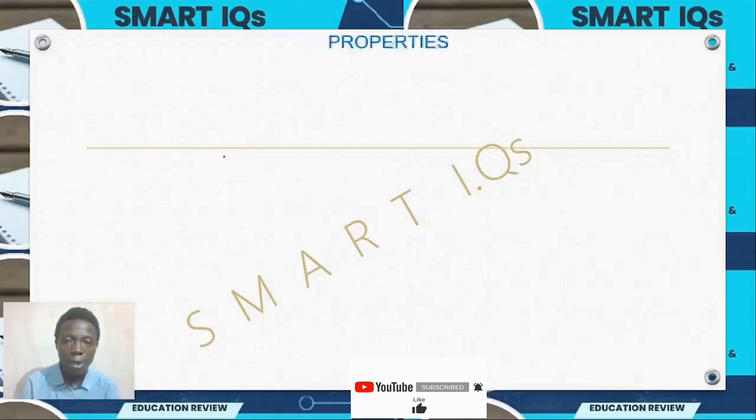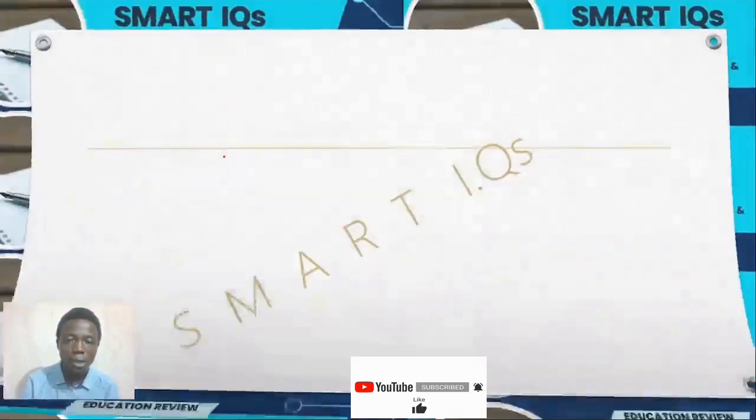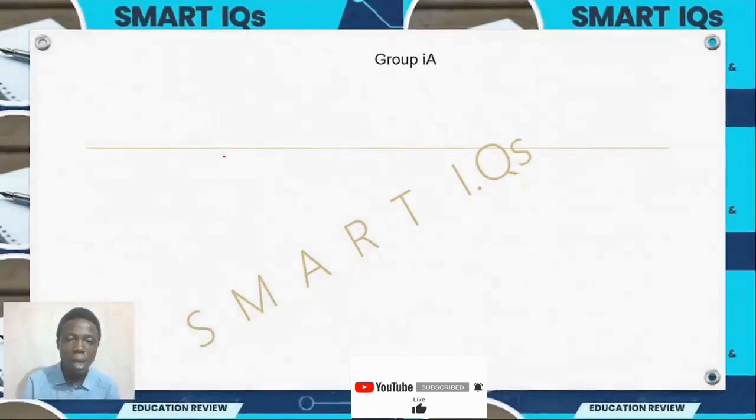Is that not so? Okay, so let's talk about the properties of certain elements, especially considering their groups. Are we together? Of course, we know that the periodic table is divided into several groups, and this is based on their properties. So let's have it clear now. Group 1: remember I told us that we have groups 1 to 18 in the numeric labeling, but if we talk about Roman numerals, we have group I to group VIII.